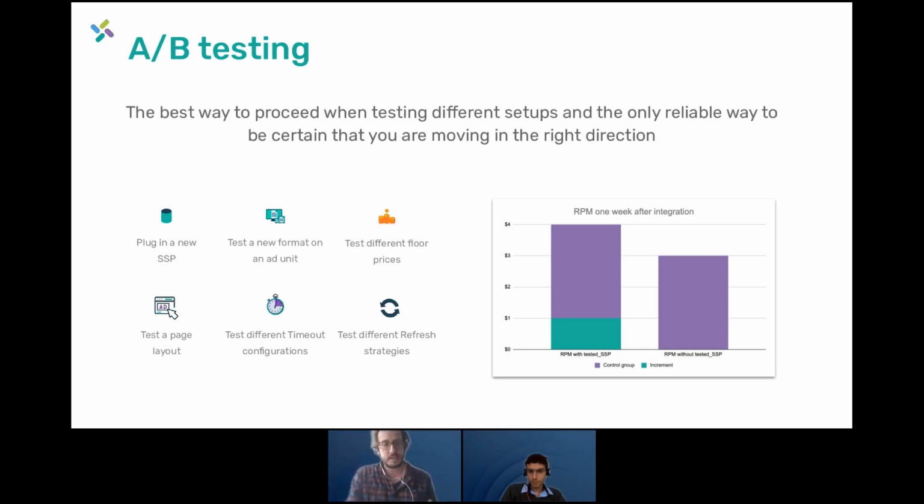We did A/B testing to measure the incremental value coming from a new SSP, to test adding new sizes on a given site and a given ad unit, test different floor prices, even if it's more complicated A/B testing, because you need to duplicate the ad unit, but I won't go into that right now.